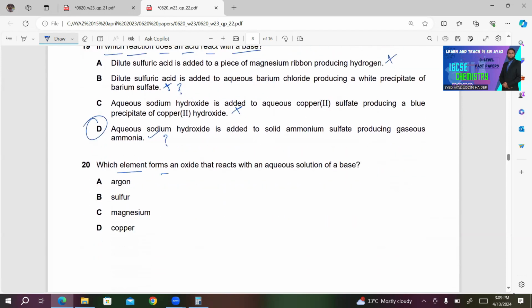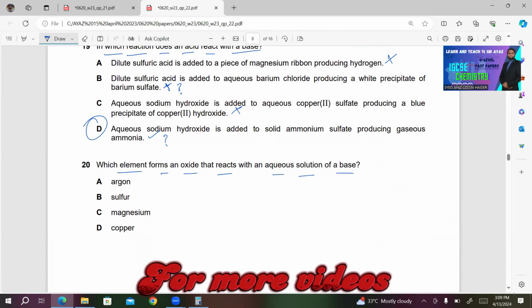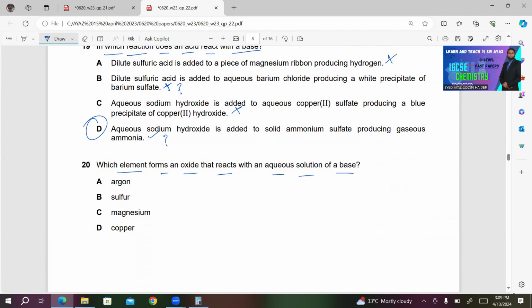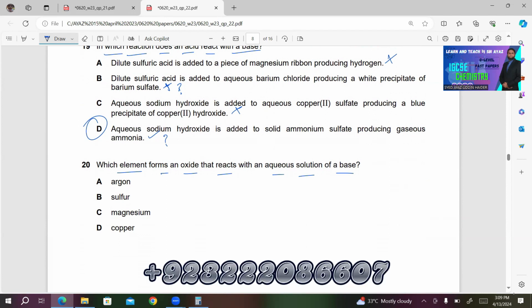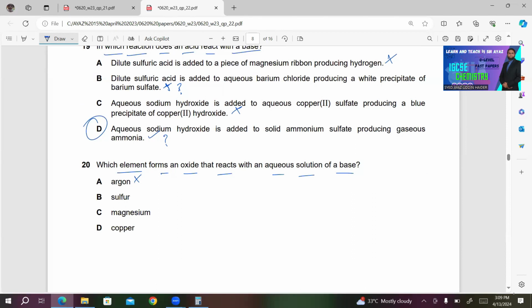Number 20, which element forms an oxide that reacts with an aqueous solution of a base? An element forming an oxide that reacts with an aqueous solution of a base. Argon does not react, so A is incorrect. What about sulfur? Sulfur reacts to form sulfur dioxide or sulfur trioxide. It's an acidic oxide and it will definitely react with base. So this looks correct to me. C, magnesium, D, copper, both of these form basic oxide. They do not react. So obviously choice B will be the right answer for this question.